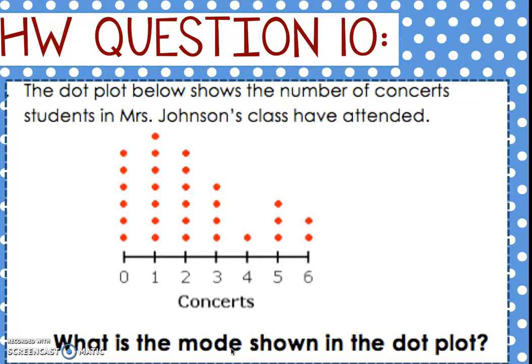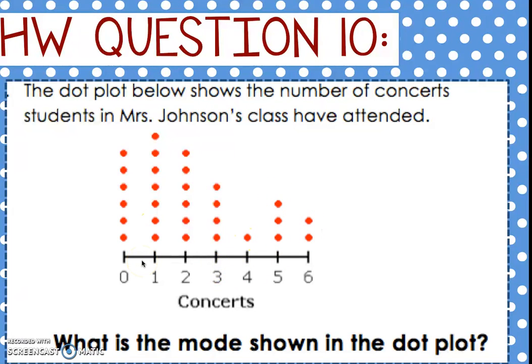If we were going to write out this data set instead of just looking at it in a dot plot, we would have a 0, 0, 0, 0, 0, 0. Okay, so that means there's 6 students that attended 0 concerts altogether. Okay, so then we would have a 1, 1, 1, 1, 1, 1, 1. There were 7 students that attended 1 concert. Then we would have 6 2s. We would have 4 3s, a 4, 3 5s, and 2 6s.